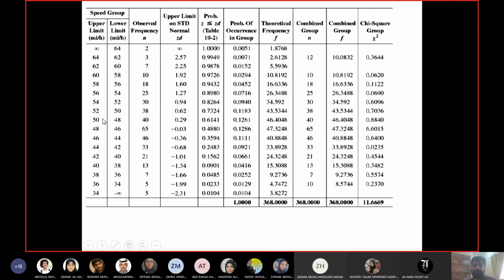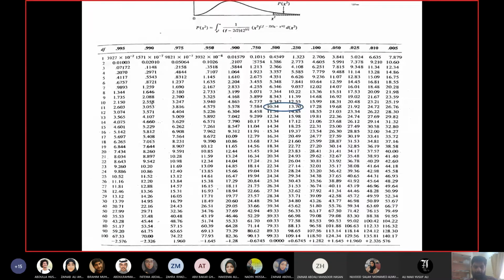What should you keep in mind? For example, if you have 2 speed groups and you calculate degrees of freedom, 2 minus 3 is minus 1. Do you see minus 1 in the table? No. So that means 2 speed groups or 1 speed group is not enough. Can I have 3 speed groups? No, because 3 minus 3 will give you 0. So the number of speed groups cannot be 3 as well. It should at least be 4.